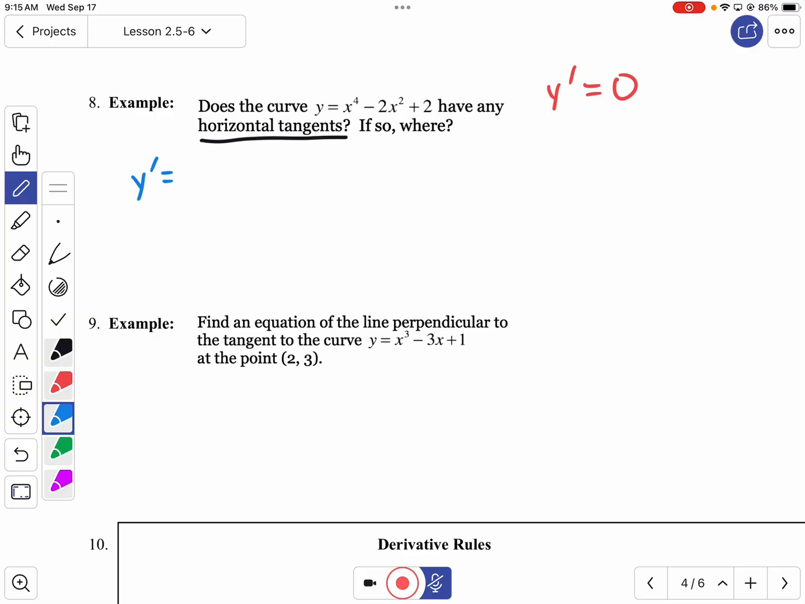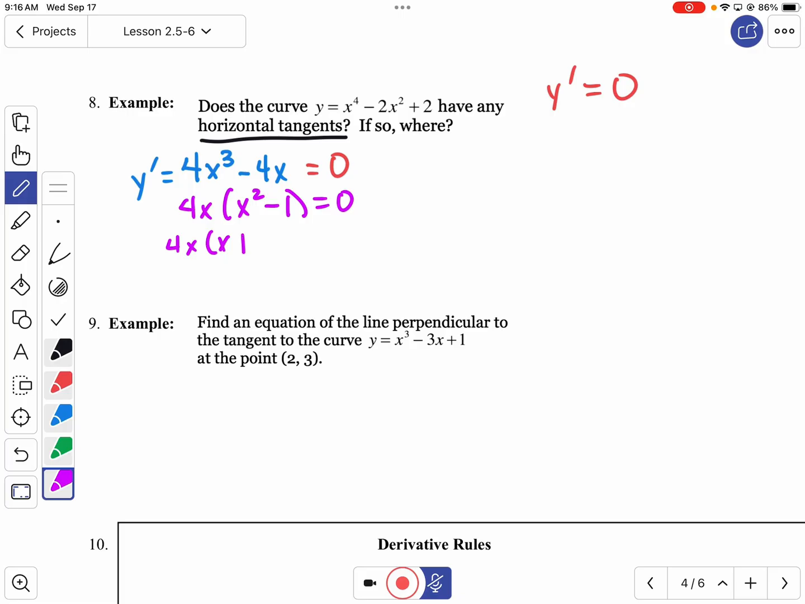What's my derivative going to be on this one? All right, 4x cubed. What's my next term? Minus 4x. Derivative of 2 would go away. All right. And we're going to set that bad boy equal to 0. Uh-oh, algebra. All right, we got to solve for x. What should I do first? Pull out a 4x. All right, if I pull out a 4x, at least with x squared minus 1 is equal to 0, I could factor that again if I wanted to. X plus 1, x minus 1.